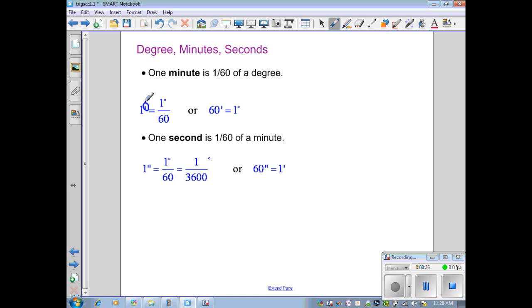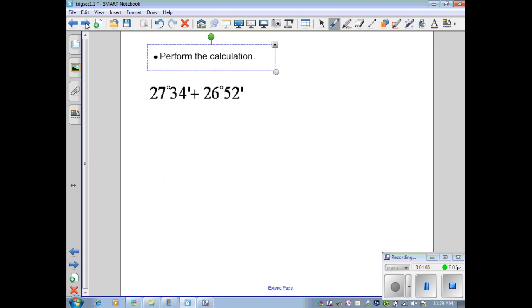1 second is 1/60th of a minute. And the representation of a second is the double tick mark at the top right. And that is 1/60th of 1/60th of a degree, which is 60 times 60 to give us 1 over 3,600. Or 60 seconds is 1 minute. Now what we're going to ask you to do is perform some operations in adding and subtracting degrees, minutes, and seconds, and then converting them back and forth.